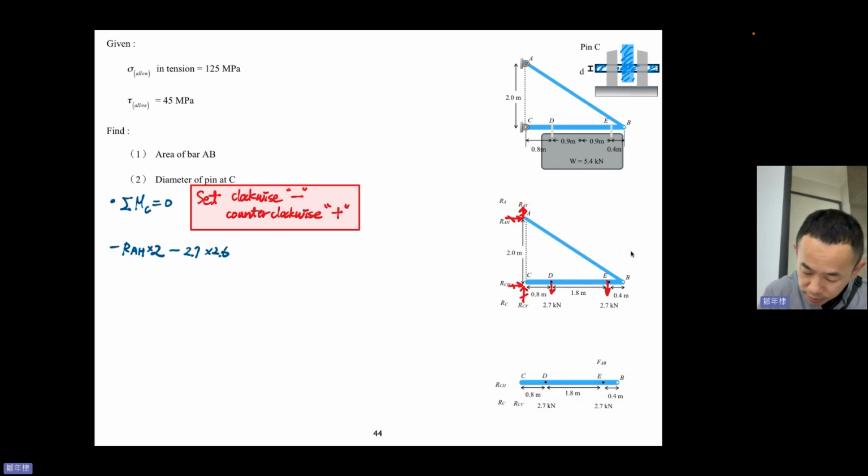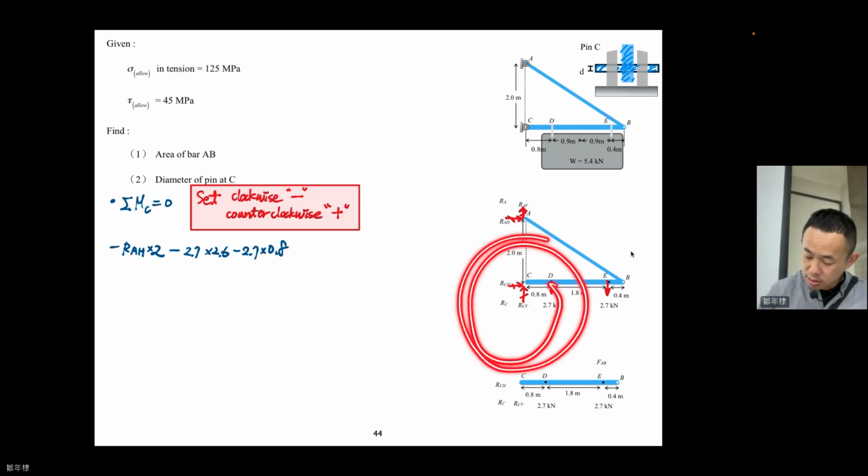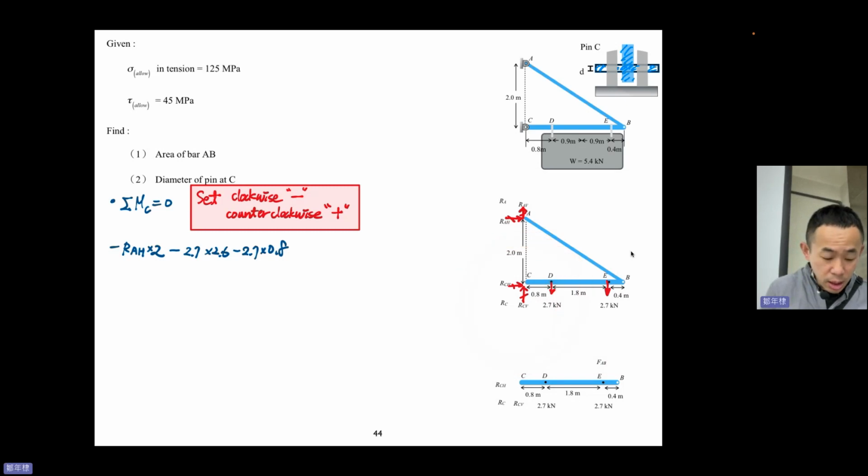And then minus 2.7 times 0.8. Again, minus, right? Okay. And anything else? No, because this one, that one, and that one, they are all through the origin. So they don't have any moment, right? So that's it, equal to 0.